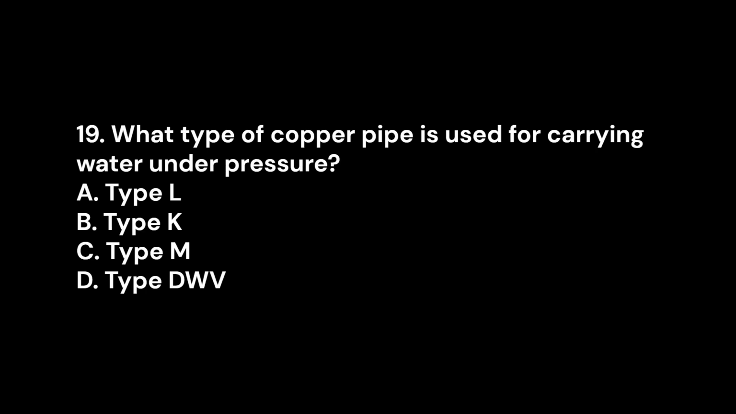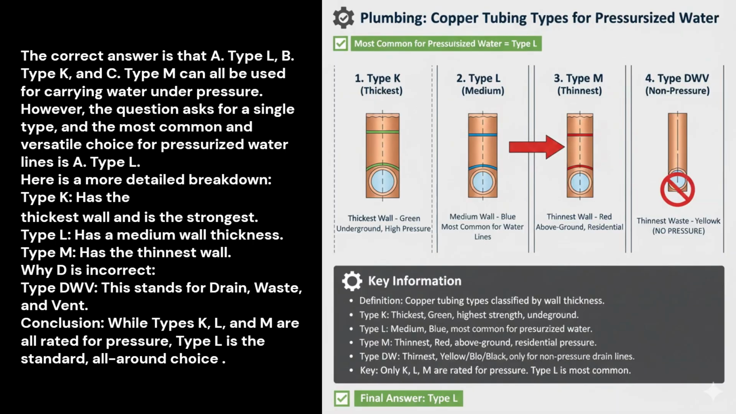Number 19. What type of copper pipe is used for carrying water under pressure? A. Type L, B. Type K, C. Type M, D. Type DWV. The correct answer is that A, type L, B, type K, and C, type M can all be used for carrying water under pressure. However, the question asks for a single type, and the most common and versatile choice for pressurized water lines is A, type L.